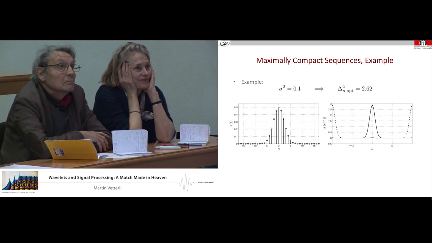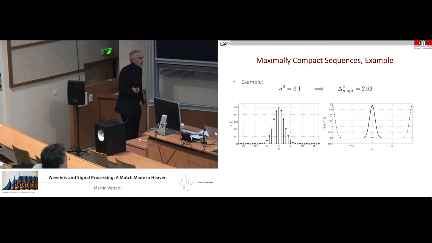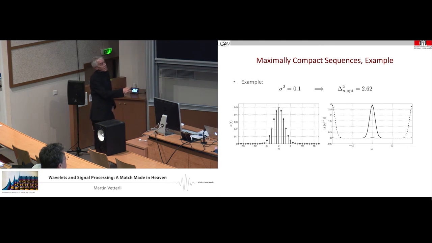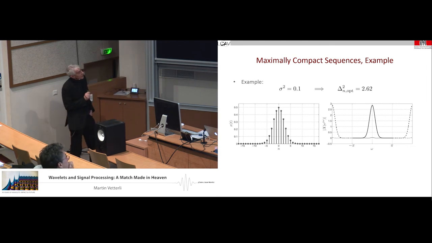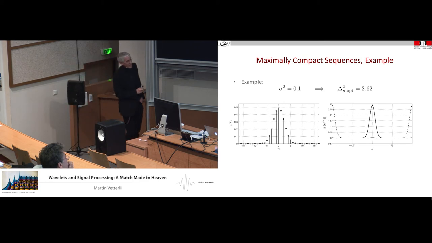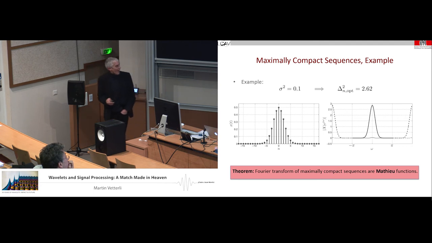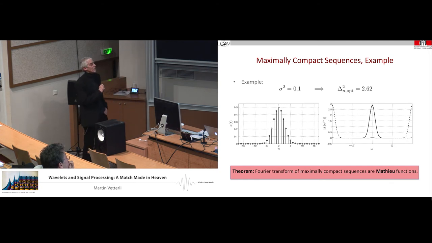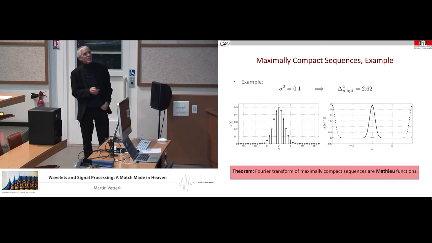And here is an example. Let's say you want a frequency spread of 1/10. You optimize, and we are close to the bound, but we are not at 2.5, we're a little bit above. The result is this function in frequency, and this is the sequence in time. Now you're looking at this and saying, this looks like a Gaussian, doesn't it? It is not, I'm happy to announce. It's something else. The Fourier transform of this object, the maximally compact sequence, is a so-called Mathieu function, which I didn't know before we were working on this. It's, of course, not very far from Gaussians, I'll be honest with you.